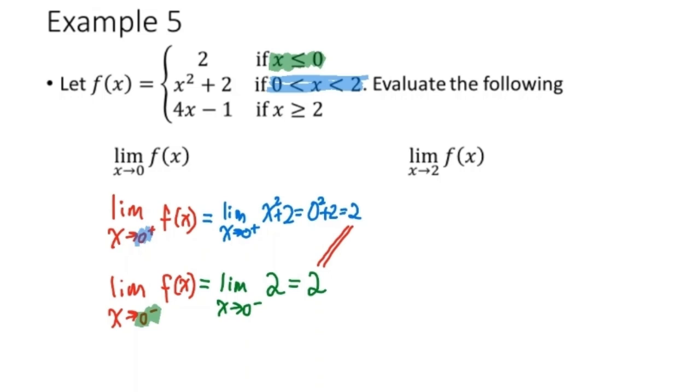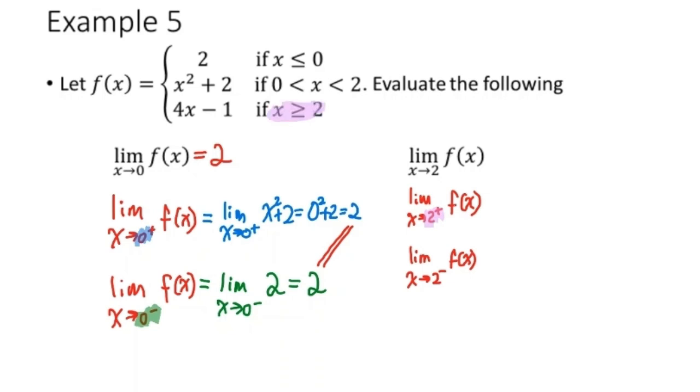Since our two one-sided limits are equal, then our two-sided limit as x approaches 0 of f of x will also be 2. Next, we're going to find the limit as x approaches 2 of f of x. Just like before, we'll break it down to left and right-hand limits. So we'll start by evaluating the limit as x approaches 2 from the right, which means we want to look for the condition where x is slightly bigger than 2, which will be our third condition.